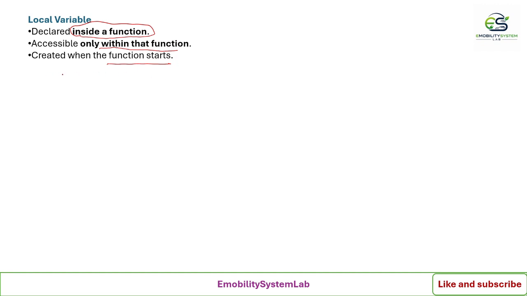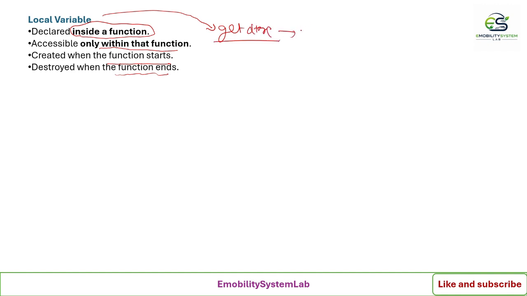Now we see when local variables get destroyed. Local variables get destroyed when the function ends. Let's see another thing related to local variables: where these local variables get stored. Basically, these local variables get stored in stack memory.